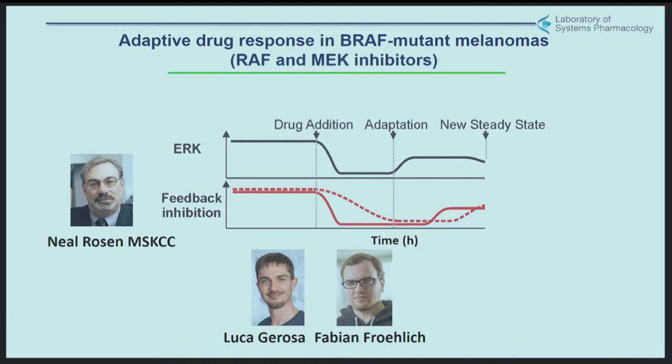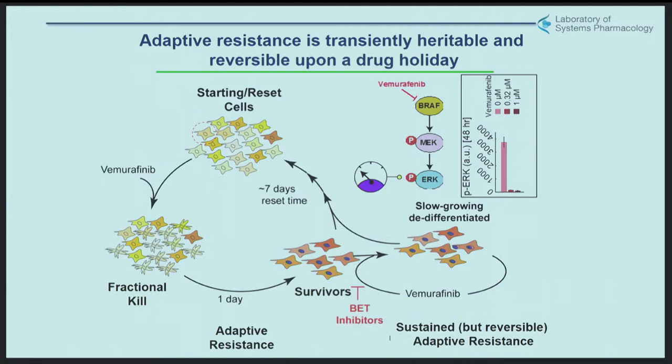And this has been picked up by two postdocs in the lab, Luca Garosa and Fabian Fröhlich. And a slightly more detailed representation of this is shown here. One starts off with an initial population of cells. To the extent possible, we grow these to be clonal and therefore genetically very similar. If you then add an inhibitor of this oncogenic pathway, and this is broadly true, what you will see is fractional kill, and there will be some survivors. Not yet known, but we think it may be true that this is the basis of residual disease.